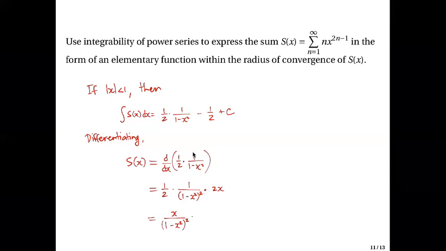So you can write this as 1 minus x squared raised to negative 1. If you get the derivative, you have negative 1 over 1 minus x squared, and then the derivative of the denominator, which is negative 2x. So the negatives cancel each other, and you have this.